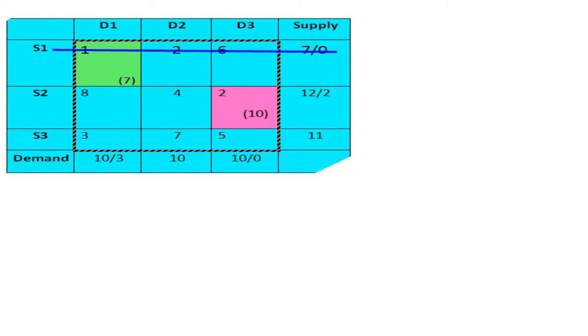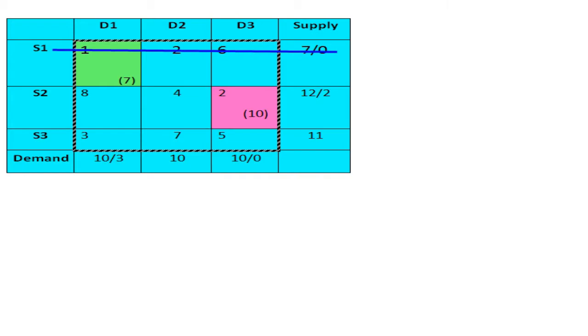Now as we have assigned 10 units to the cell, that is S2 D3, if you observe the supply value, initially supply is of 12 units. So out of 12 we have assigned 10 units. So remaining units are 2, that is 12/2.